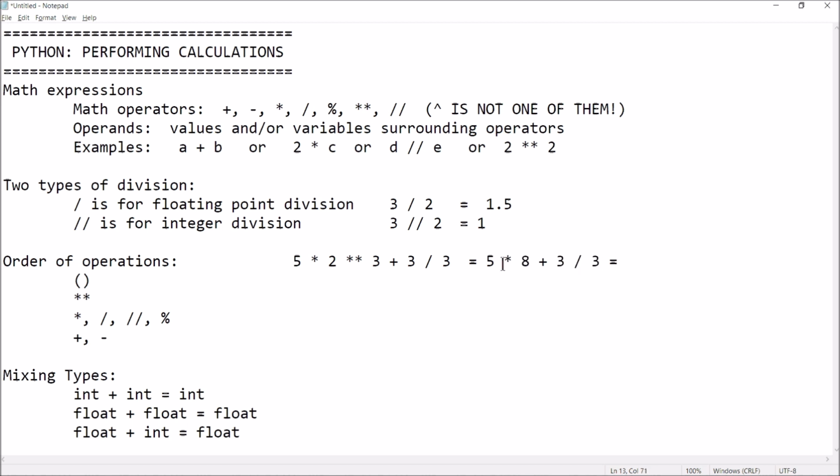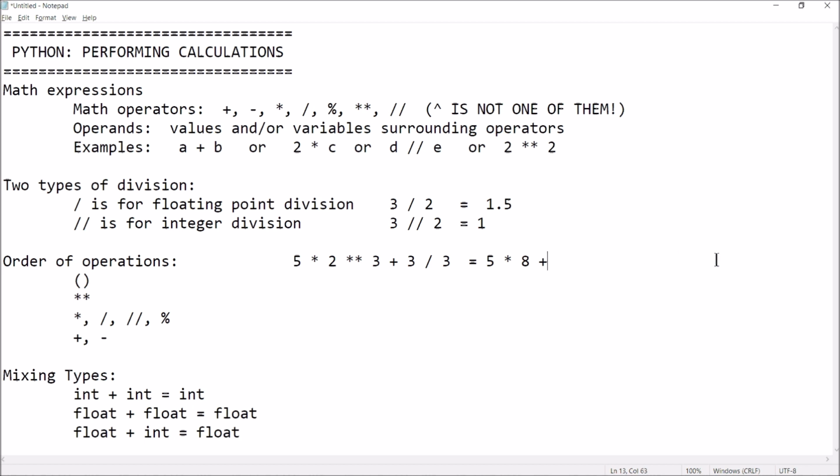Okay, so the 5 times 8 happens, and that's 40, right? And then the 3 divided by 3 happens, and so that is 1. Okay, so then the addition comes last, and so that's going to give you your final answer of 41.